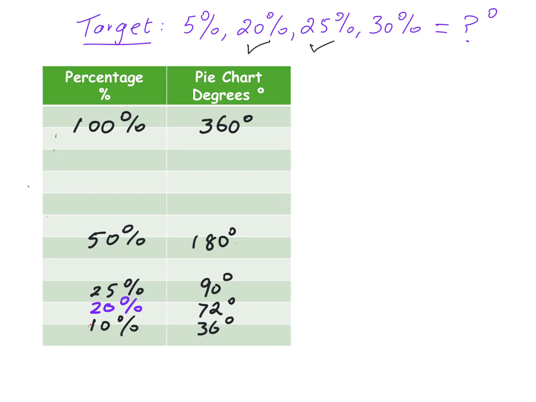Let's convert 5% to degrees. So we could just halve our 10%. Half of 10 is 5. So then we can halve our 36 degrees. That would get us to 18 degrees.